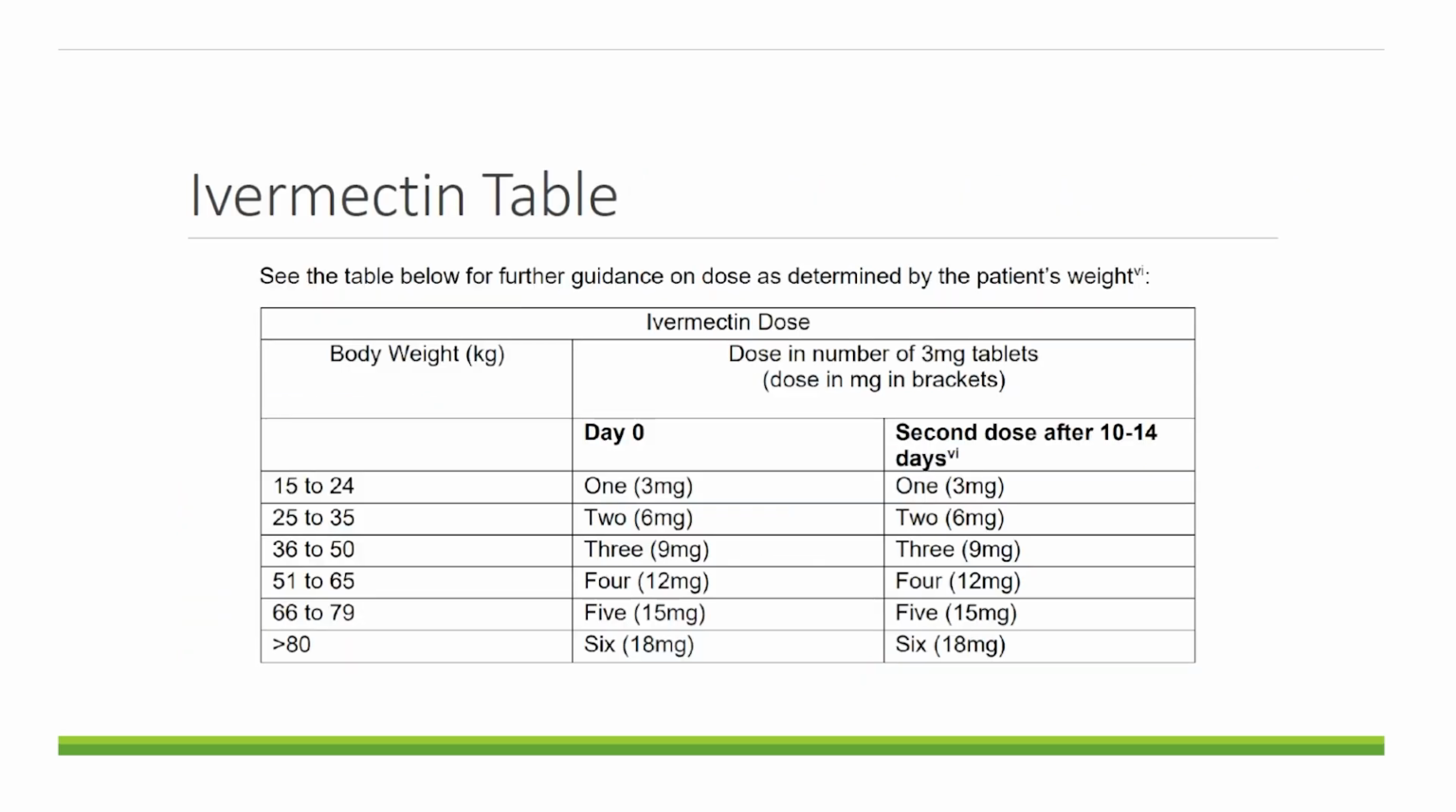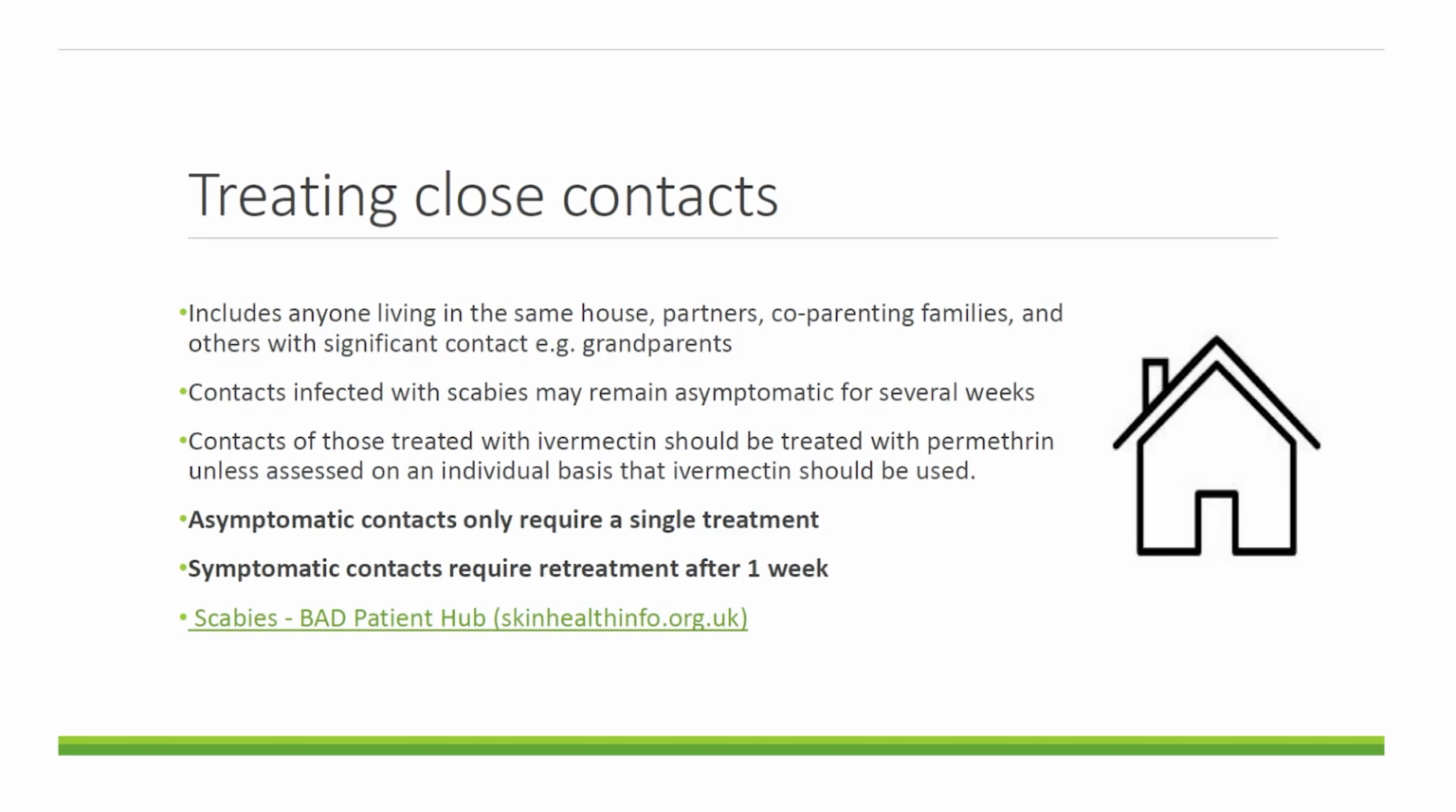This is a really helpful ivermectin table that I use in my day-to-day practice, which lists the body weight on the left side. At day 0, you give them a stat dose, and then a second dose after 10 to 14 days. Treatment of close contacts is extremely important.